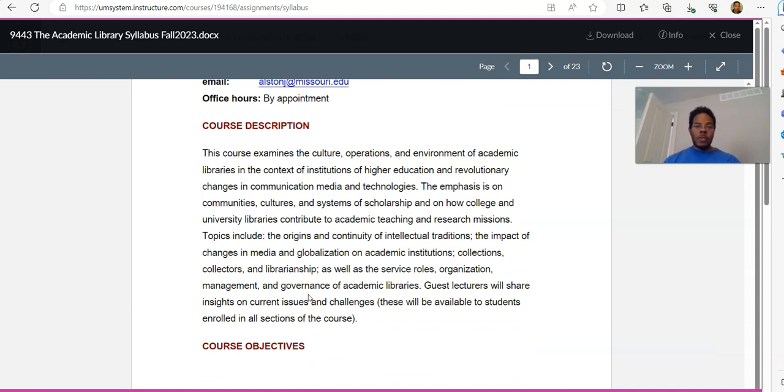So this course examines the culture, operations, and environment of academic libraries in the context of institutions of higher learning and revolutionary changes in communication, media, and technologies. The emphasis is on communities, cultures, and systems of scholarship. And let me skip down to topics include origins and continuity of intellectual traditions, impact of changes in media and globalization on academic institutions, collections, collectors, and librarianship, as well as service roles, organization, management, governance, and so forth.